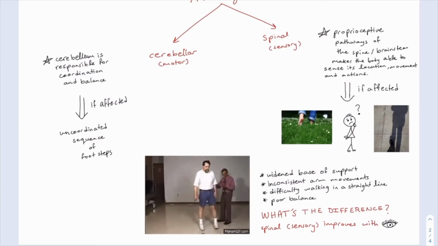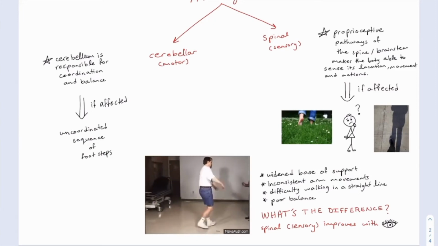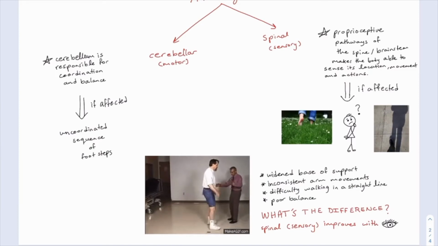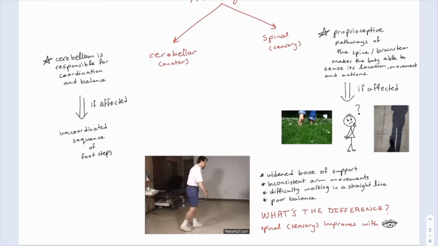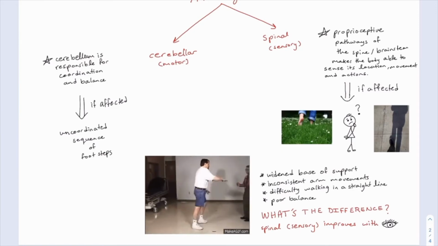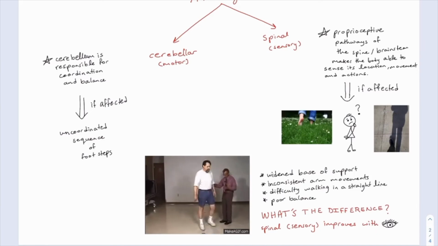Now, you'd ask me, so what's the difference? Well, the difference is that the spinal or sensory type of ataxic gait improves with vision. And why is that? Well, since the proprioceptive pathways are what's being affected, then you would have less feedback from your brain telling you where your body is in relation to the ground.